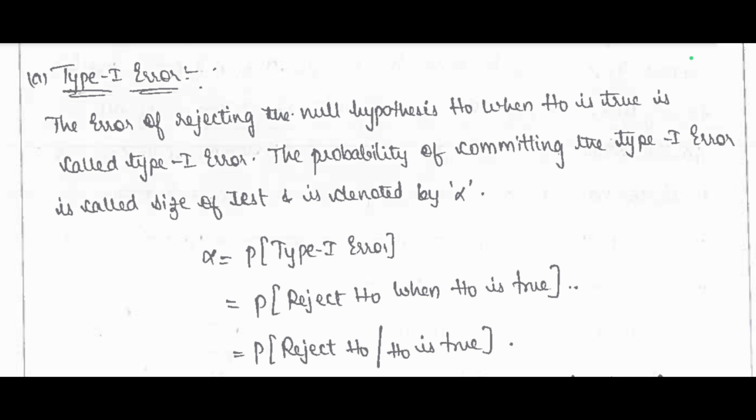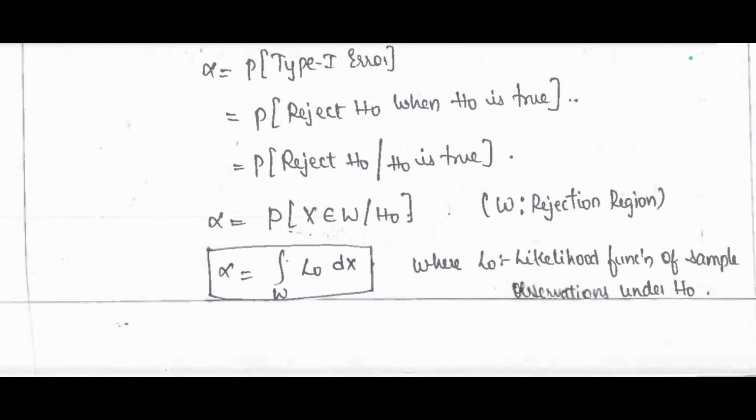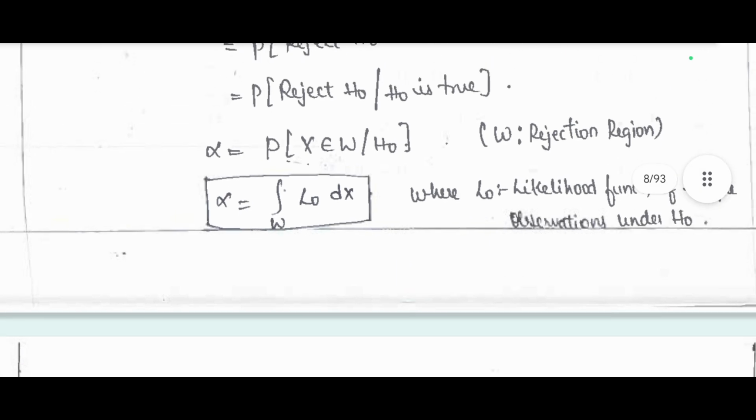So rejecting H naught when H naught is true, you can see that. The probability of rejecting H naught when H naught is true is denoted by alpha, and X belongs to the rejection region. So that is the symbolic representation: X belongs to W, or sometimes omega, under H naught. The likelihood function is used here. Alpha is equal to the integration over W or omega of L naught dx.